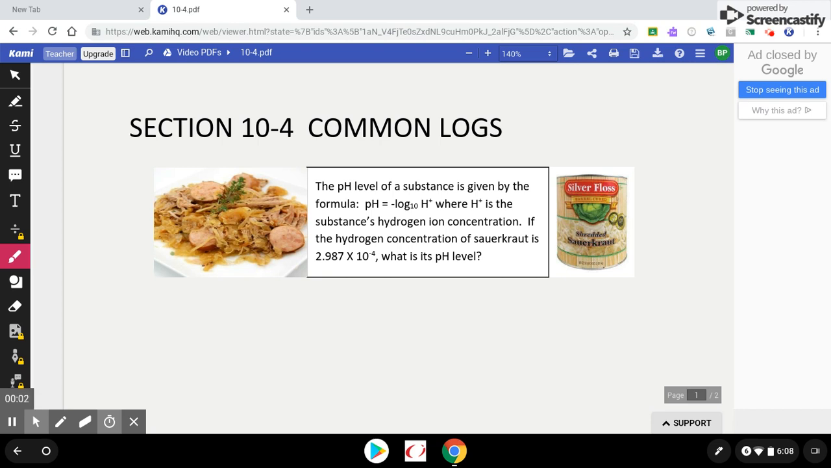Hey, section 10.4, common log notes. Going to start you off with a little word problem here.